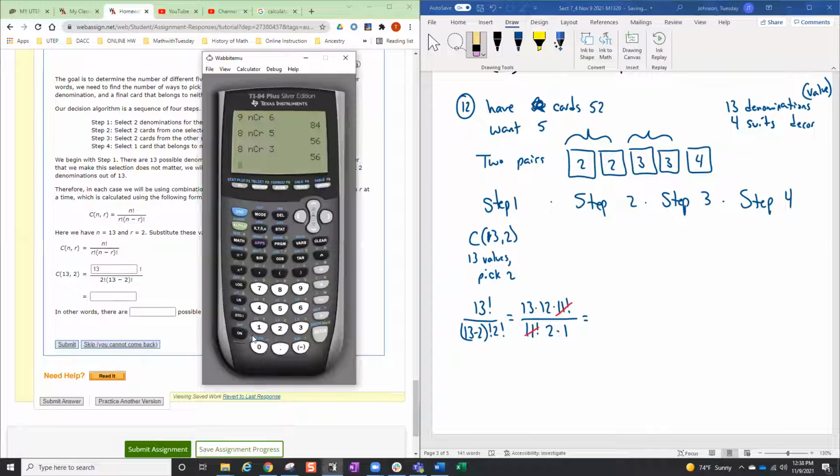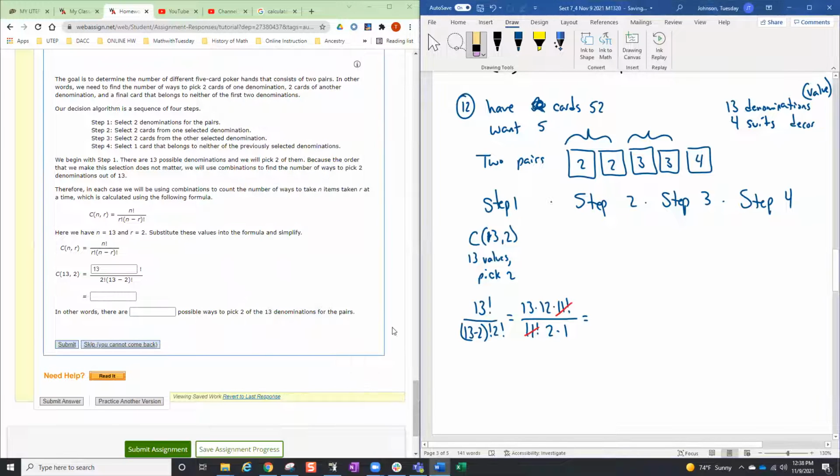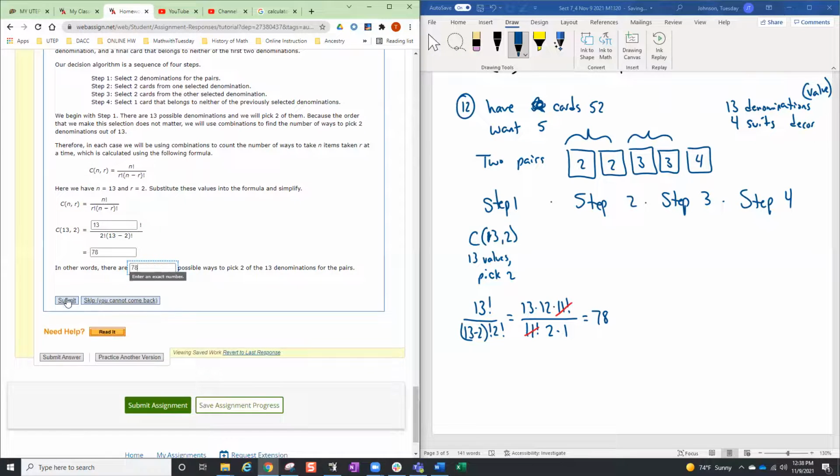Let's calculate this. C of 13, comma 2. We get 78. Yeah, I was not even close. Oh yeah, 156, half of it. I was there. All right, so step 1 is 78. That was rougher than we needed there. In other words, there are 78 possible ways to pick 2 of the 13 denominations for the pairs.